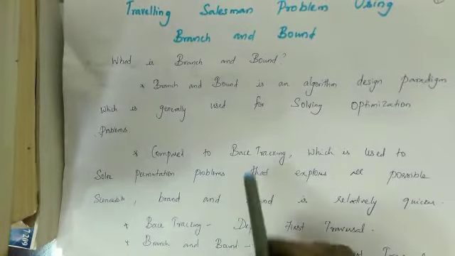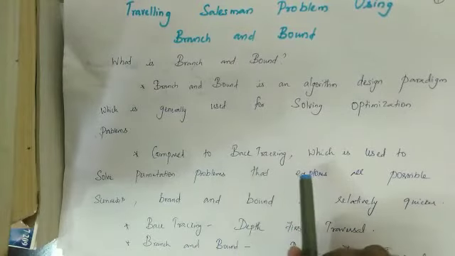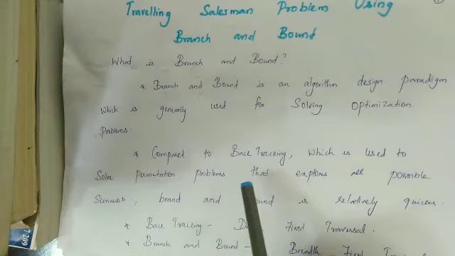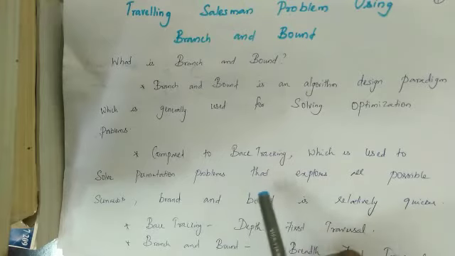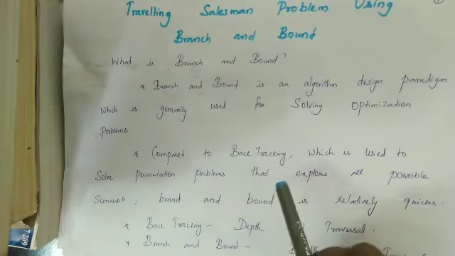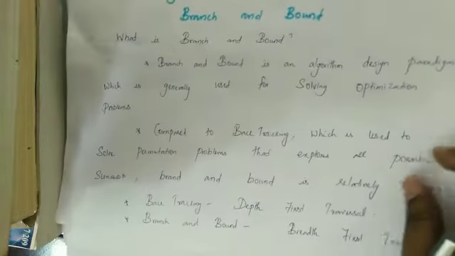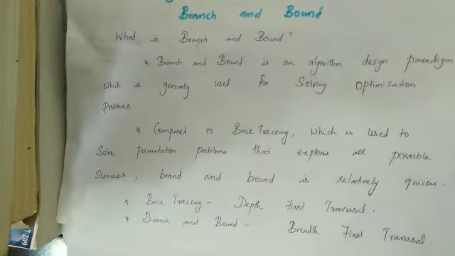branch and bound. Compared to backtracking, which was taught earlier, it is used to solve permutation problems. Using backtracking, we were interested in finding all possible solutions. For instance, in the sum of subsets, we were interested in finding all possible solutions. But in branch and bound, we are only interested in finding the optimized solution.